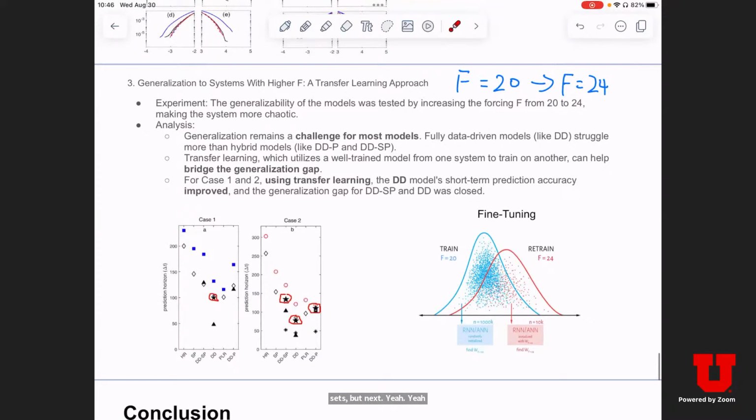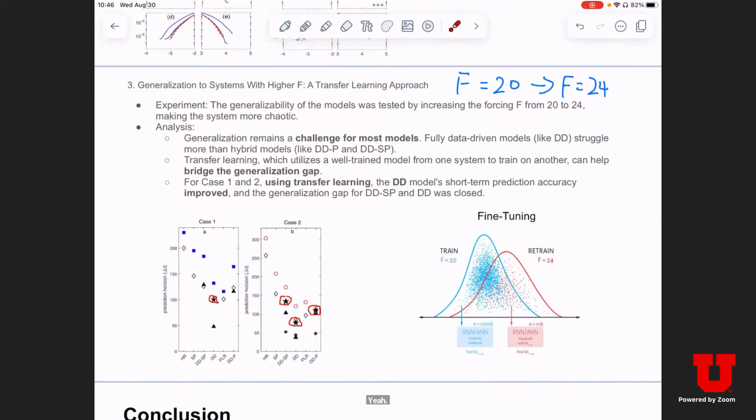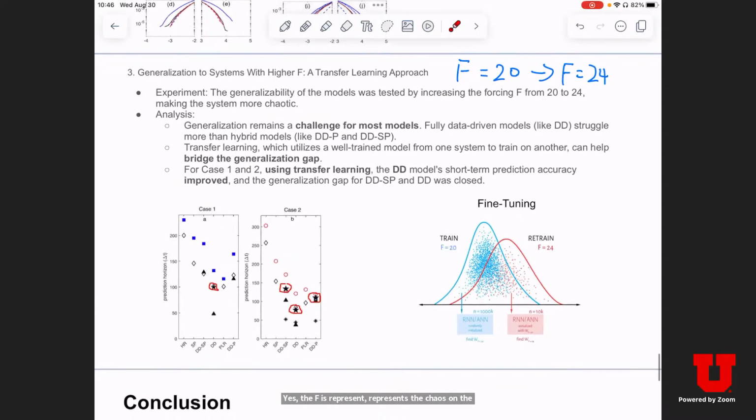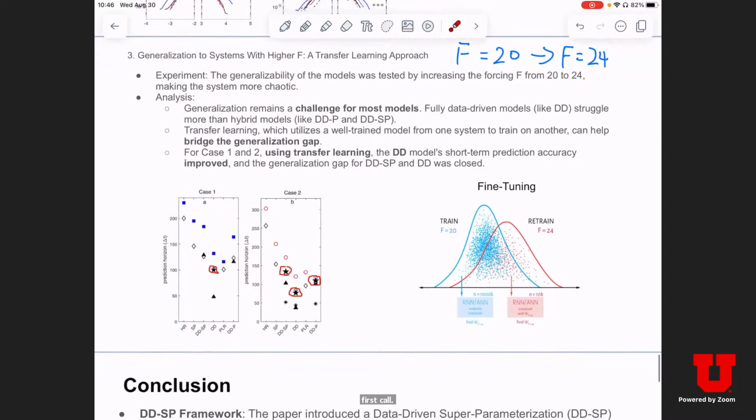Is there any other question for the result? Yes, the F represents the chaos, or the forcing term, we call it in the atmosphere model.